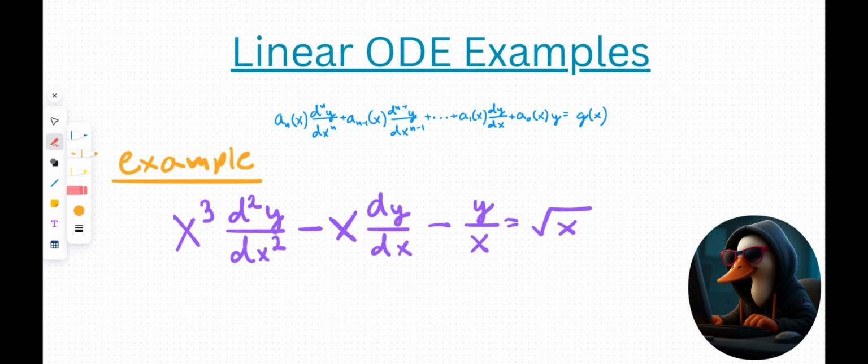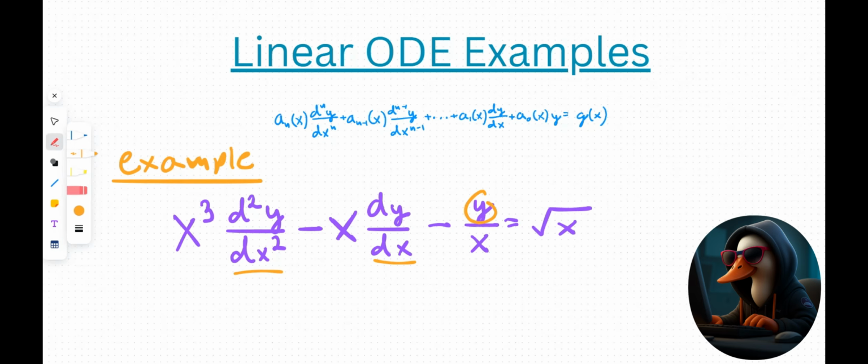In this example, we've got x cubed times the second order derivative of y with respect to x minus x times the first order derivative of y with respect to x minus y over x equals the square root of x. And notice we can use different types of notation for our derivatives and the order of those derivatives. So once again, we've got our dependent variable, which is y. We've got various derivatives of it. So we have a first order, second order derivative.